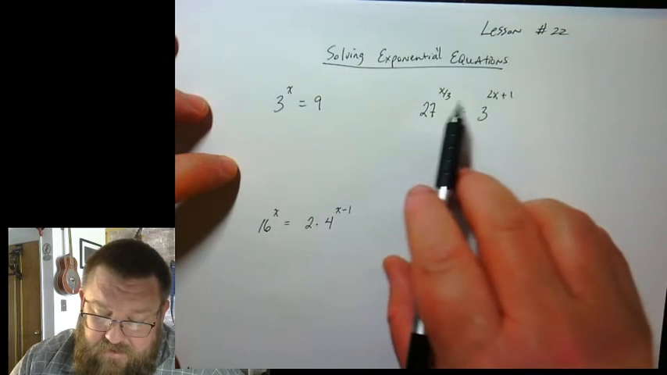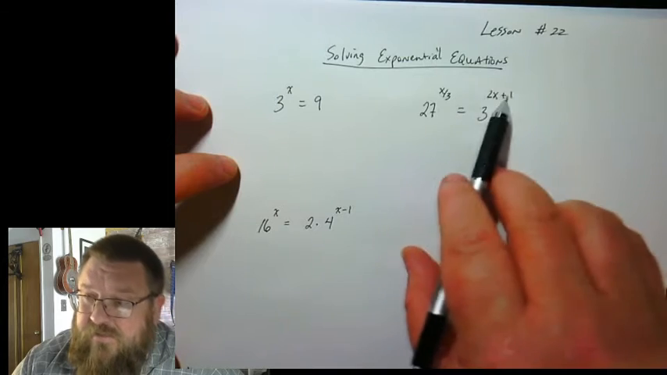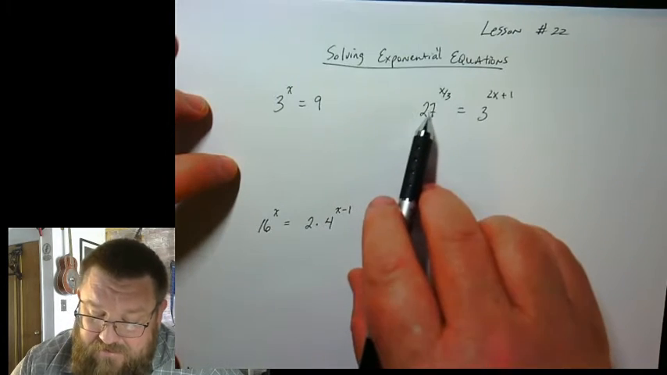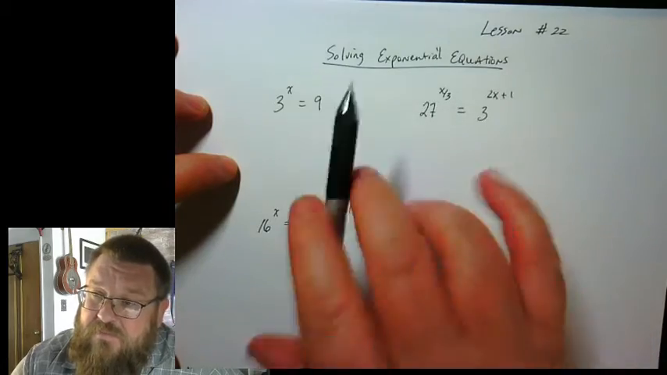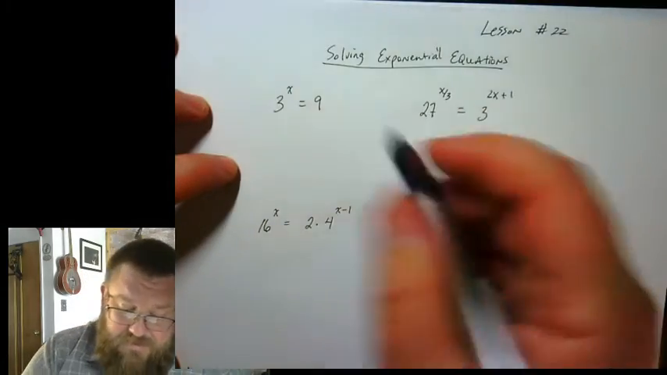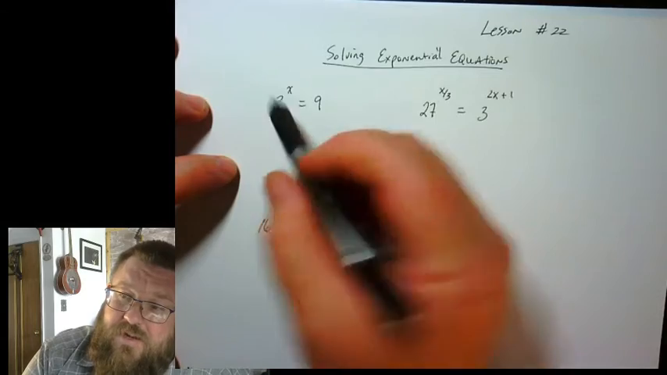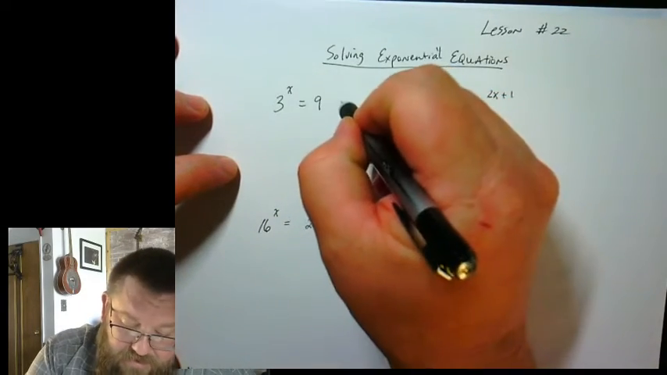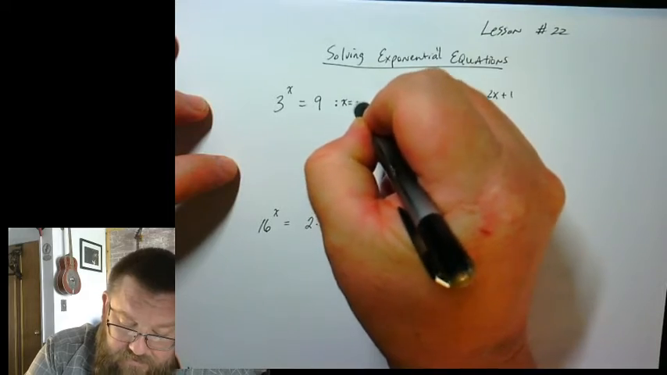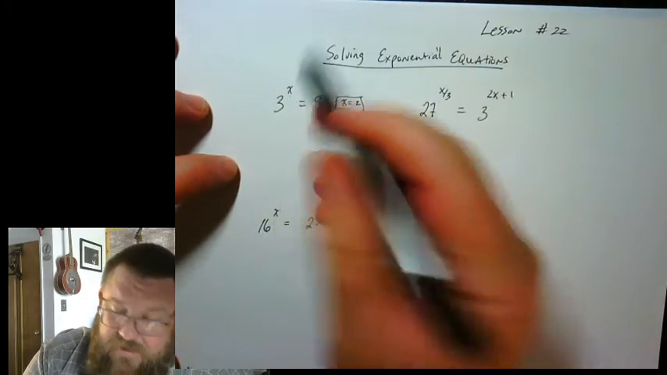Now, we can't actually use inverse operations to solve this, but what we can do is make this a 3 and it's equal to that 3, then those exponents must be equal, because that's the only way it can be equal to each other. Now, let's take a look at this one right here. You can figure this one out. 3 to what power is 9? Well, x must be 2, right? That's the only thing it could be.